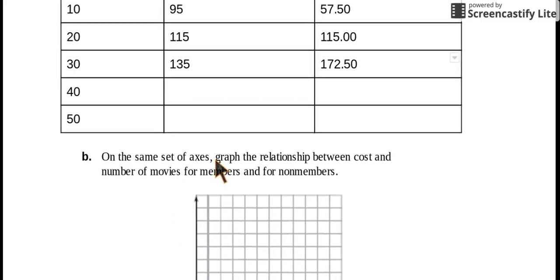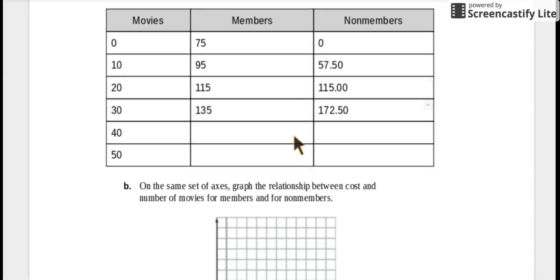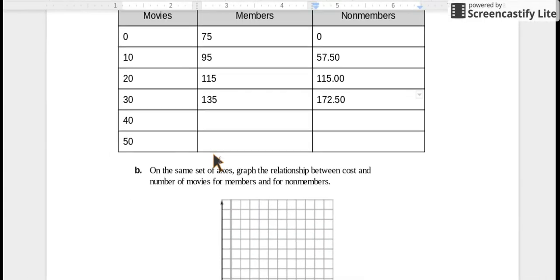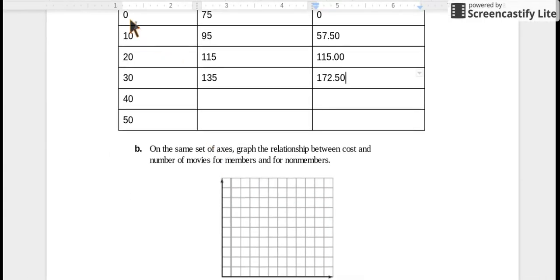And then you would plot your points for each line. So for your members, it would be (0, 75). So you start at 0, go up 75. Then it'd be (10, 95). So you go to your 10 marker and go up 95. And you can find your third point and then make a line with those three points.